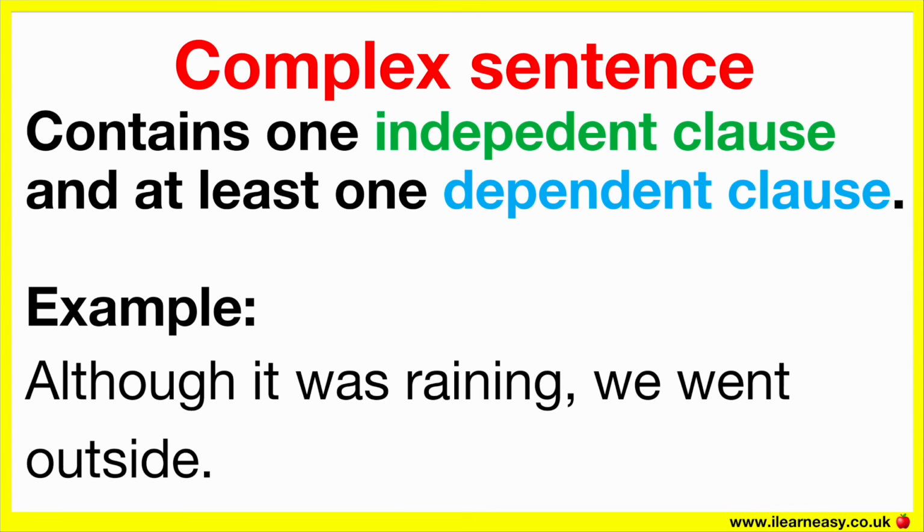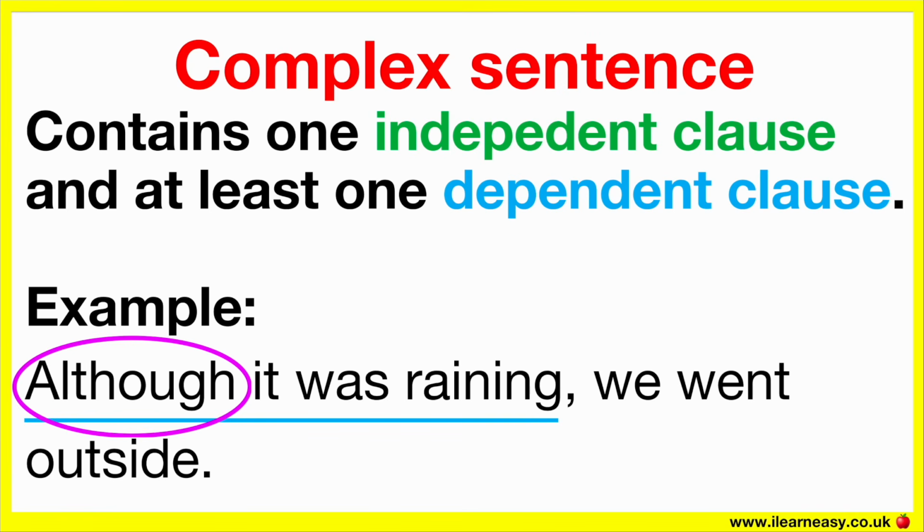For example, although it was raining, we went outside. Although it was raining is a dependent clause. It's not a complete sentence by itself. It requires additional information to make sense. As you can see, this dependent clause is introduced by the word although. We went outside. This is an independent clause. This is a complete sentence by itself. It doesn't require additional information to make sense.